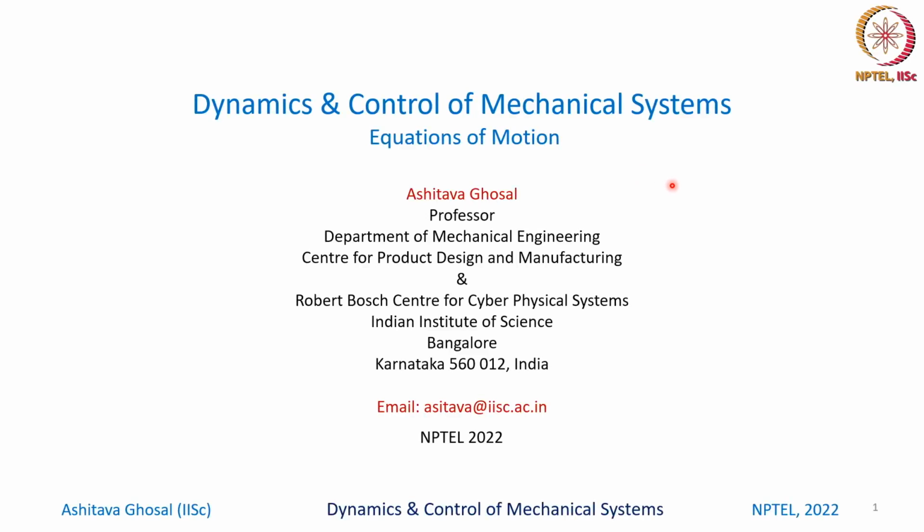In the last week, we had looked at the properties of a body in terms of mass, its distribution of mass, also the inertia matrix, and we had looked at the linear and angular momentum and the various types of external forces which act on a rigid body or a multi-body system. In this lecture, we will look at the equations of motion of a rigid body.